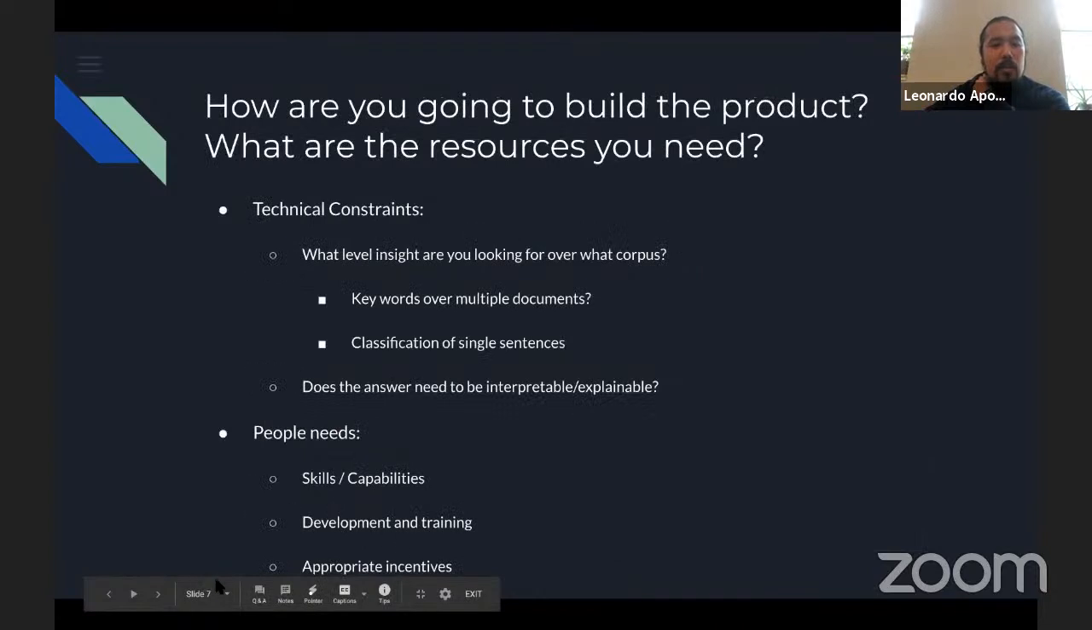And then we get to the actual part around what approaches or what do you need? So now that we know we have a business value, and we have people who want it, how are we actually going to build that solution? So we broke that down into two very big buckets: technical constraints, and people needs.